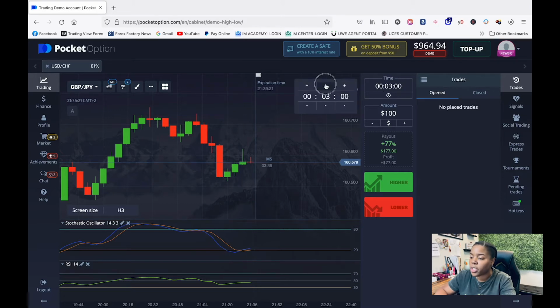Now you can always change it to 2, 3, 4, 5, 6 minutes, but who wants to do that, right? We're gonna do 1 minute trades. You can go down to the seconds, but that's just too fast. That's a little more advanced. Let's take 1 minute trades.